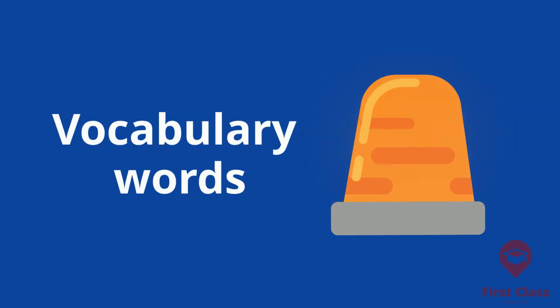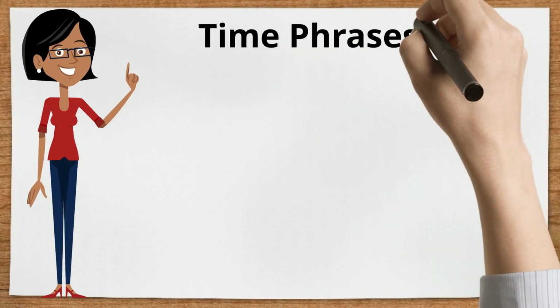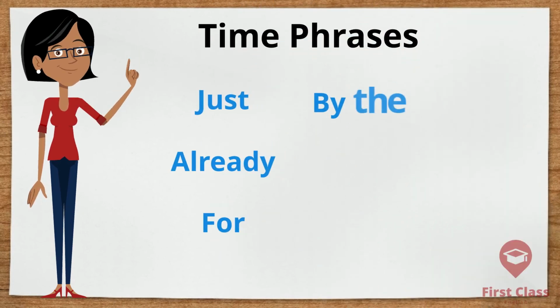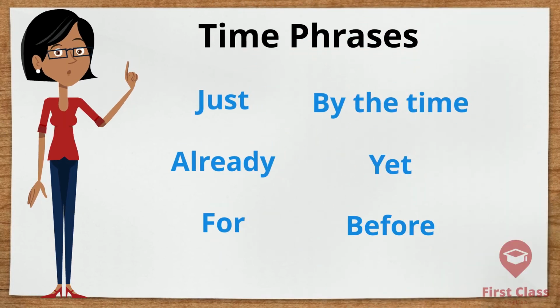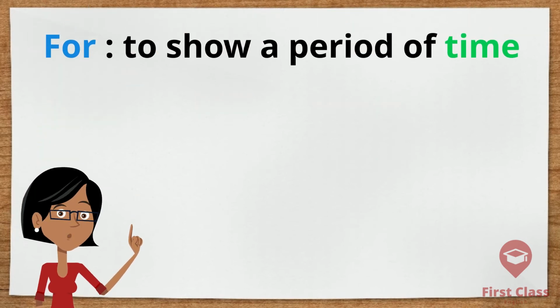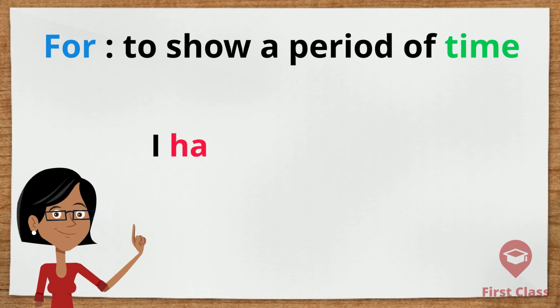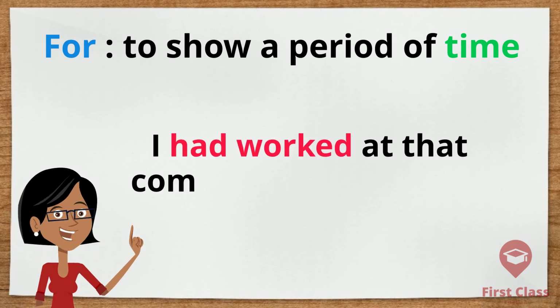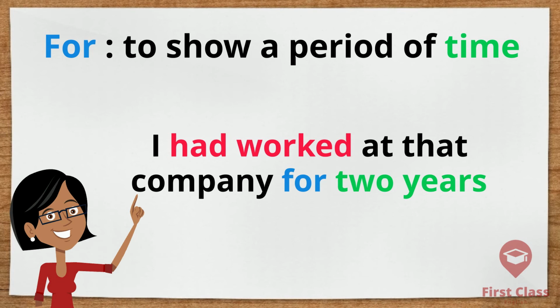Hold on! There are some special vocab words that we can use with the past perfect. We can use different time phrases to add details to our statements. Let's look at some example sentences. We can use for to talk about a period of time. For example, I had worked at that company for 2 years.